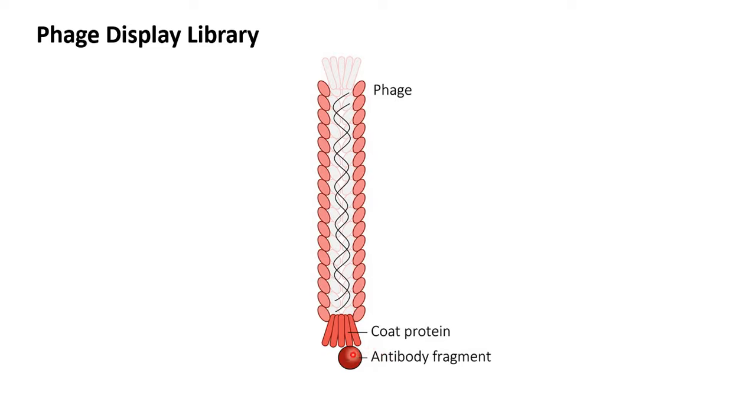Whatever modification we do is at the genetic level, not at the protein level. So one more time, this is the phage virus that is expressing the antibody fragment along with its coat protein. When the genes for the coat protein are fused with the genes for your target protein, then this virus is going to express your target protein along with its coat protein. So this is the phage display library. Most commonly it is used for antibodies, so it is called the phage display antibody library.